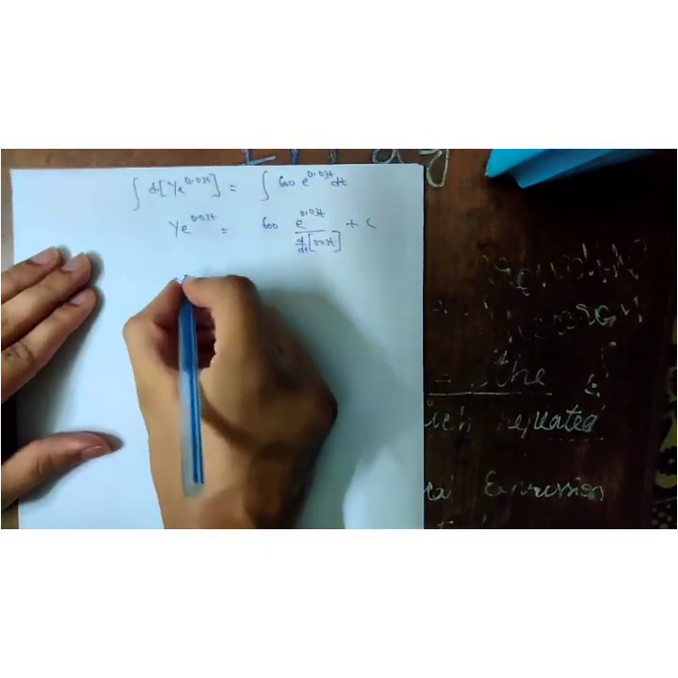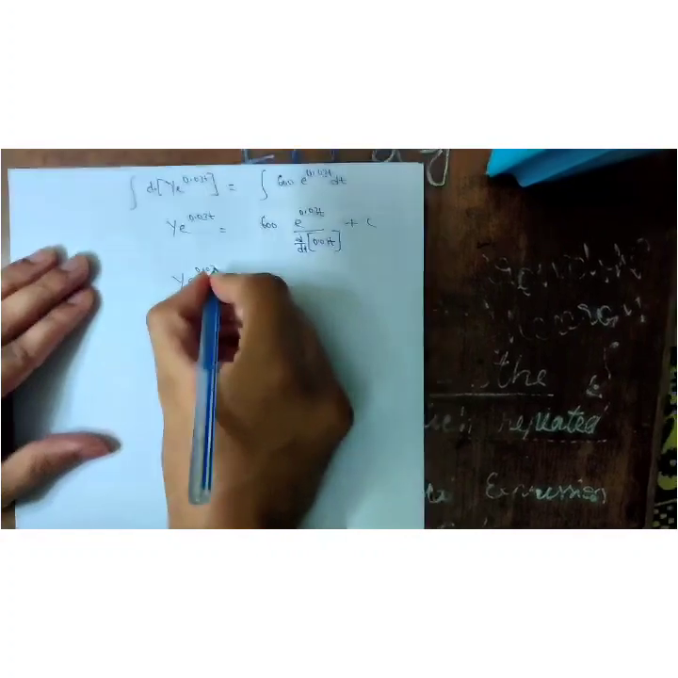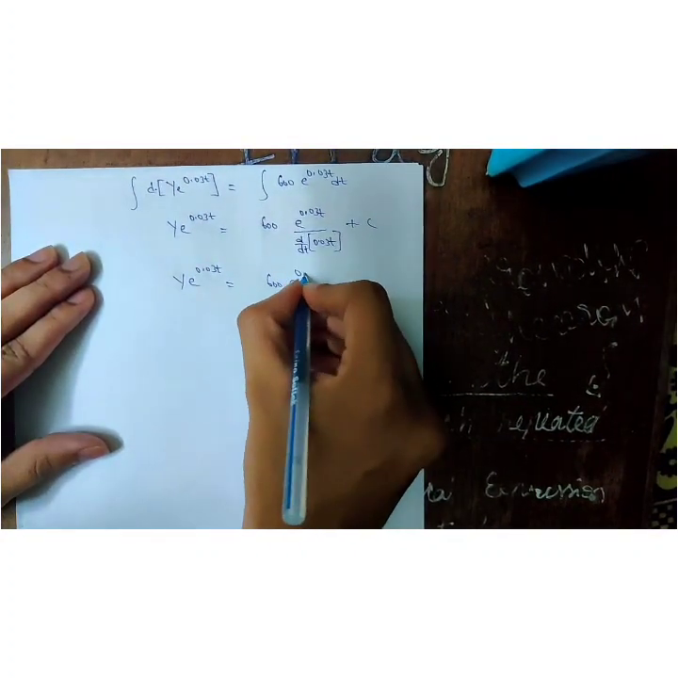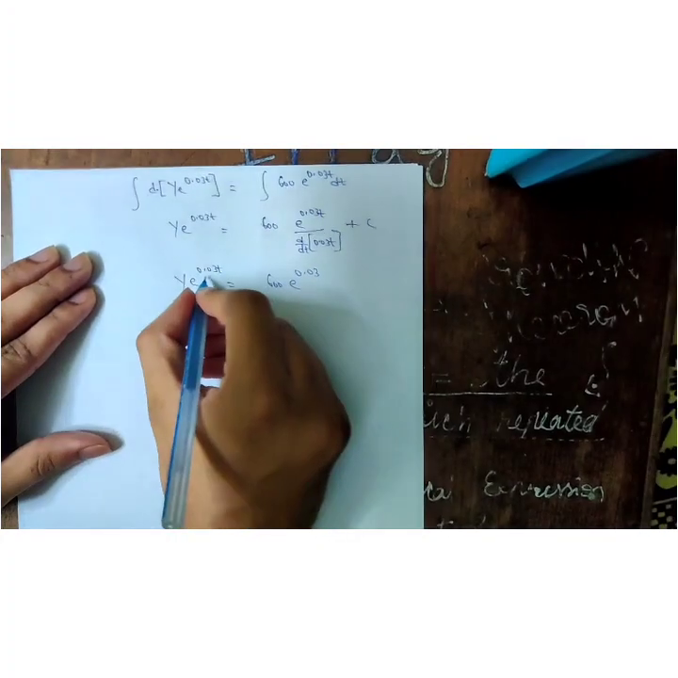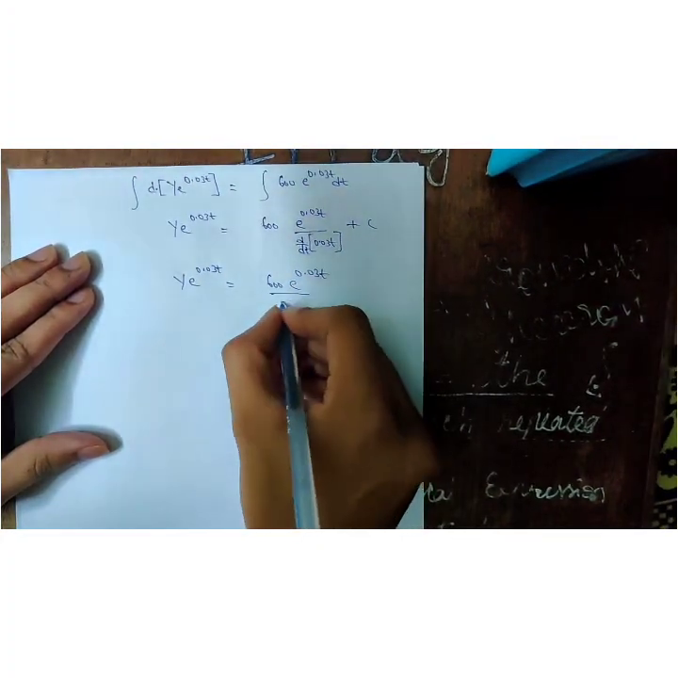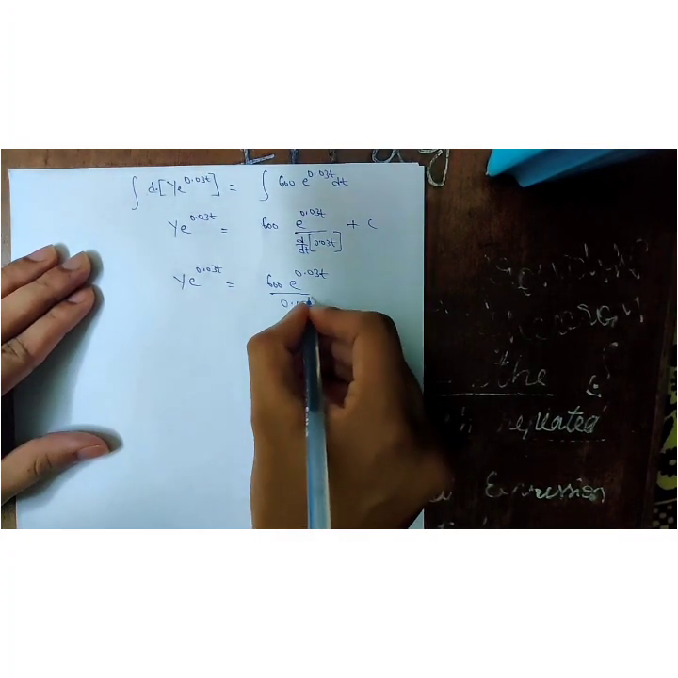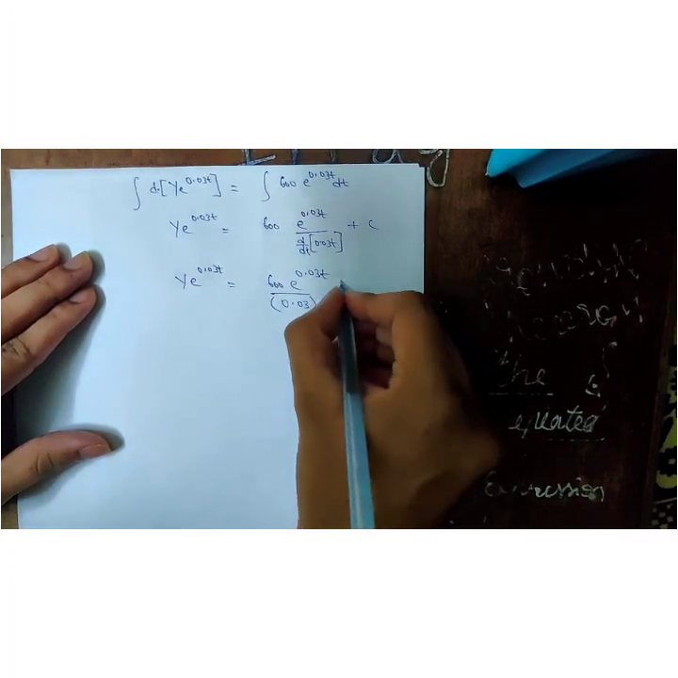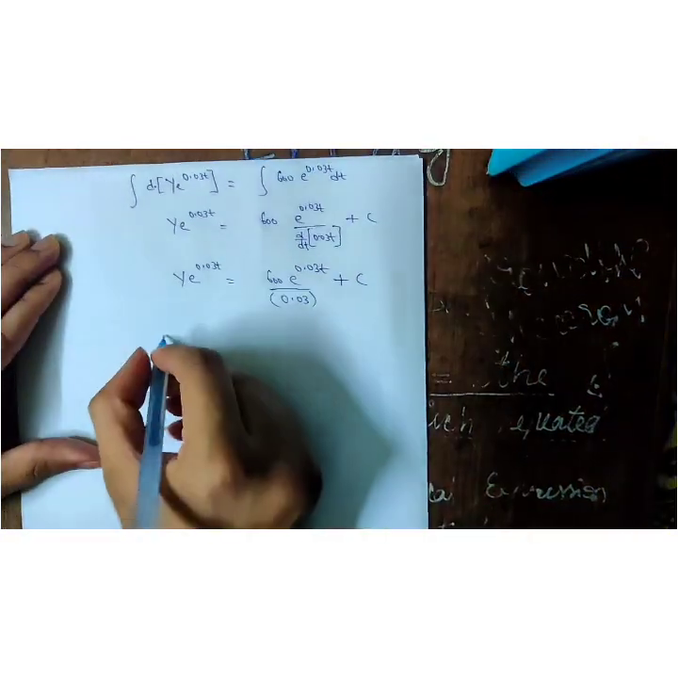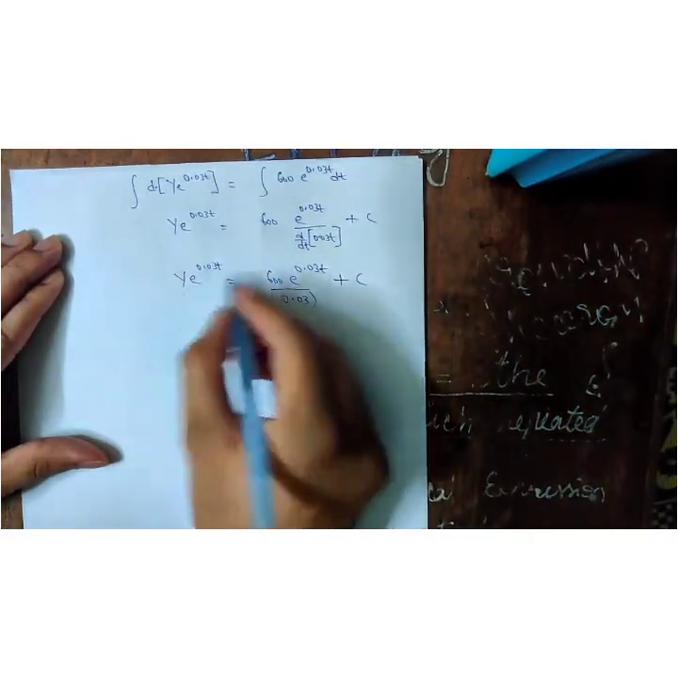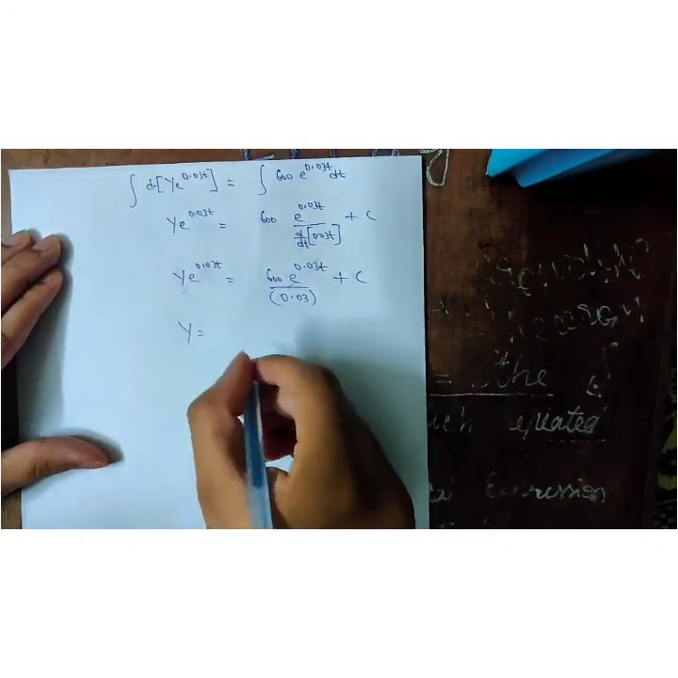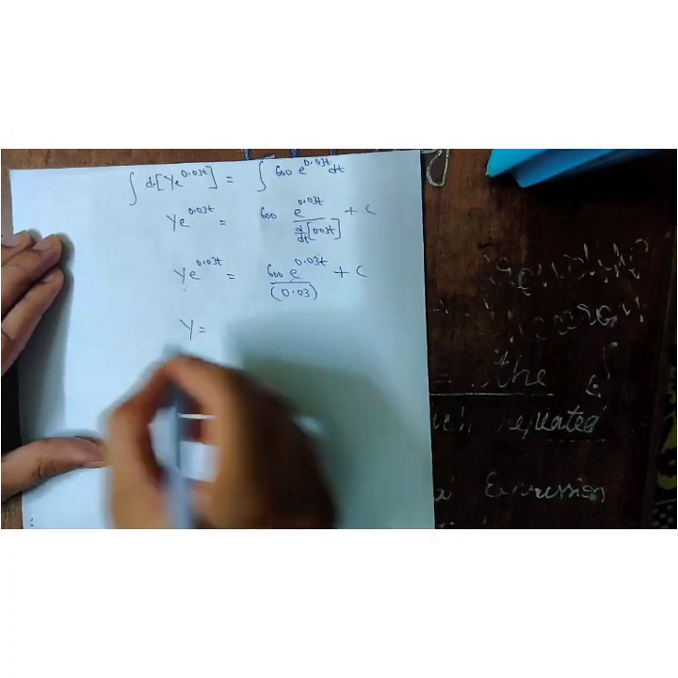Now y into e to the power of 0.03t is equal to 600 into e to the power of 0.03t divided by 0.03, the differentiation of this, plus c. Okay guys, now this gets cancelled, this gets cancelled here. What will come? Y is equal to 600.